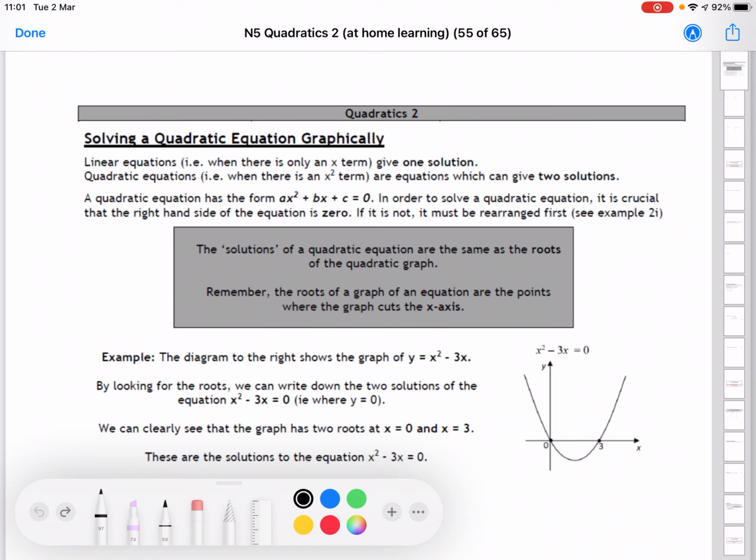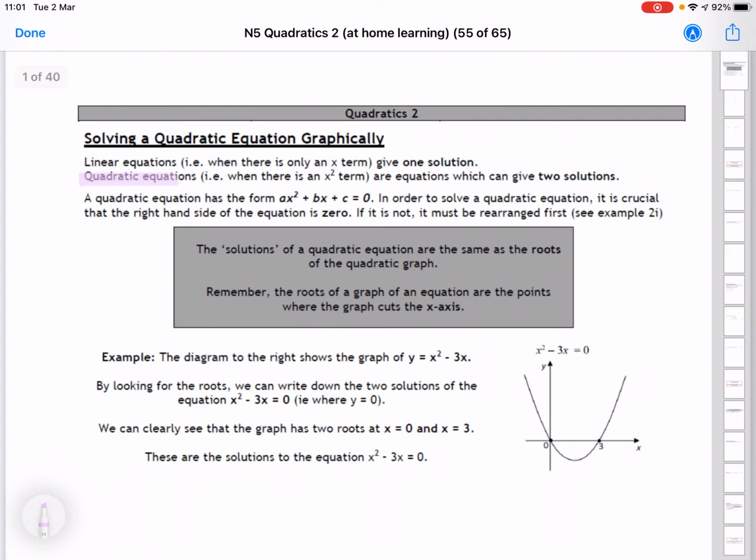We've got here at the top that solving a linear equation, so something like a straight line equation where there's only one x term, gives you just one solution. For example, if your straight line equation was y equals 2x plus 3, there would only be one solution to that for x, so it would be x equals and one answer. That's because there's only one point where that line would cross the x-axis. But for quadratic equations, where there's an x squared term, we will get two solutions.